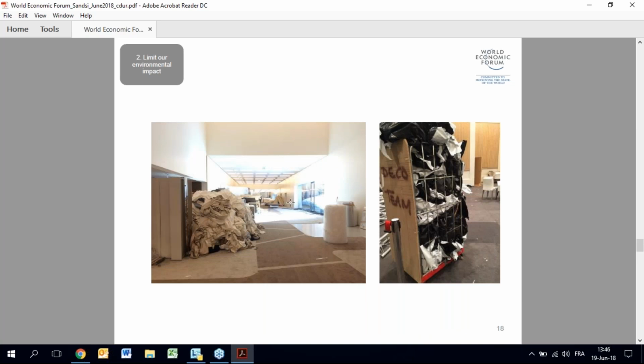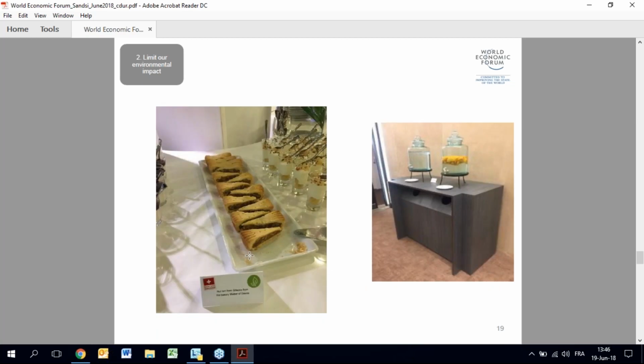What you can see quickly on this side is just waste sorting at the end of the event, trying to have piles of materials that are very separate one from another in order to then organize a donation or a recycling. This was a huge effort that was done in the last couple of years. On the catering thing, so obviously having local products, informing people about what is vegetarian, what is gluten-free, etc., and moving away from PET bottles.